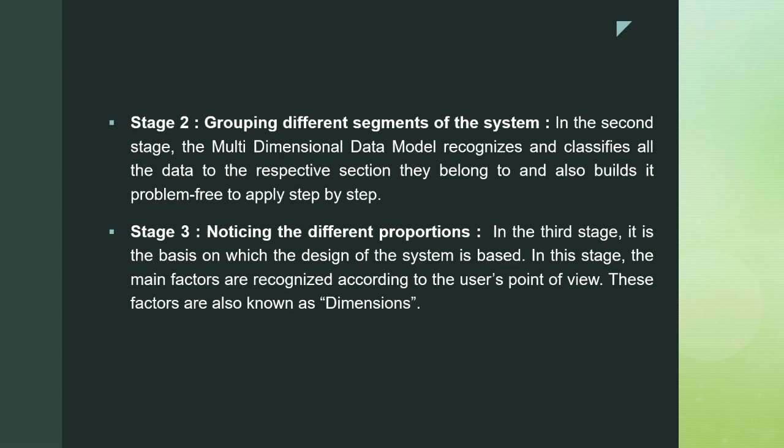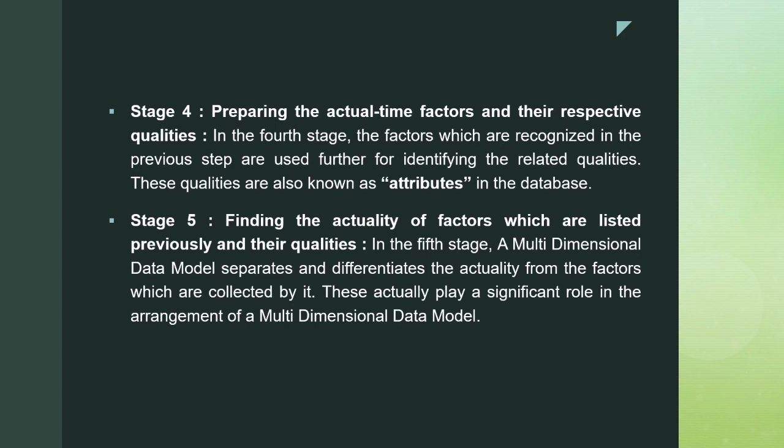Stage 3, noticing different proportions. In the third stage, it is the basis on which the design of the system is based. In this stage, the main factors are recognized according to the user's point of view. These factors are known as dimensions. Stage 4, preparing the actual time factors and their respective qualities. In the fourth stage, the factors which are recognized in the previous step are used for further identifying the related qualities. Those qualities are known as attributes in the database.